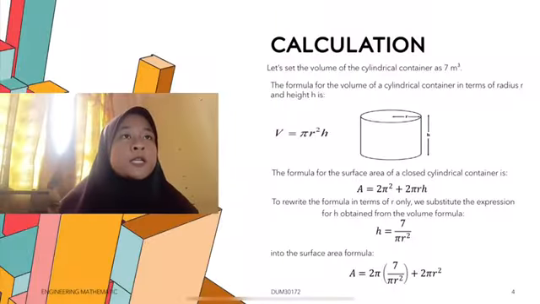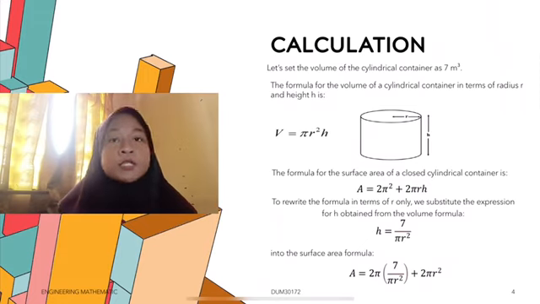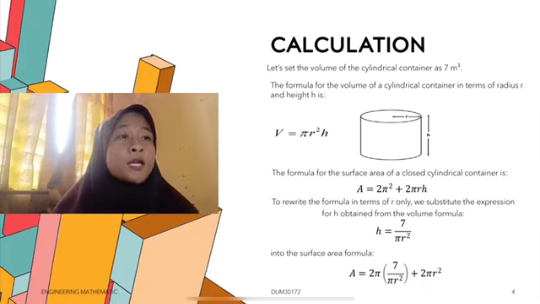Next, we go to the next part of our assignment, which is calculation. Let's set the volume of the cylindrical container as 7 meter cube. The formula for the volume of a cylindrical container in terms of radius r and height h is V equals pi r power of 2 h, where r is radius and h is height. The formula for the surface area of a closed cylindrical container is A equals 2 pi r power of 2 plus 2 pi r h.